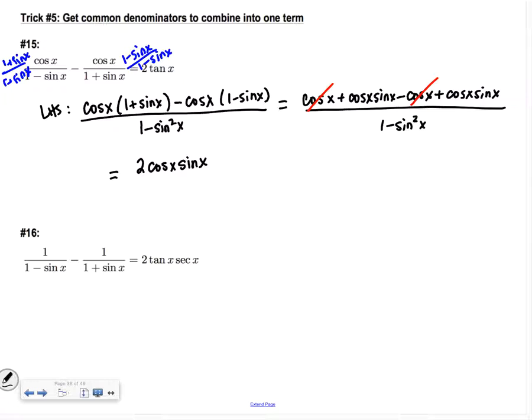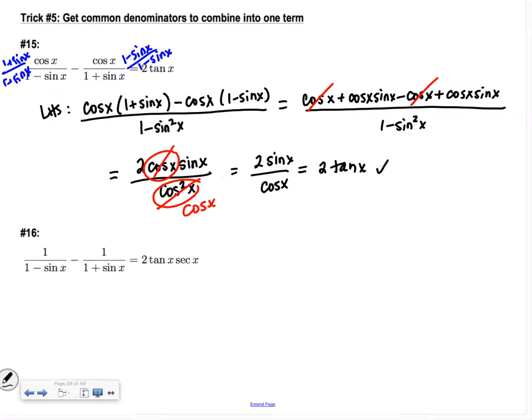Now, if you look at the bottom, I don't want to have 1 minus sine squared. I'm trying to get to 2 tangent of x. Okay, so I'm going to change that to a single term with my Pythagorean identity. I'm going to make it cosine squared. So when I do that, my cosine of x and my cosine squared are going to reduce out, so I have cosine left. So I have 2 sine of x over cosine of x, and we know sine over cosine is tangent, so we get 2 tangent of x. Oops, right-hand side.